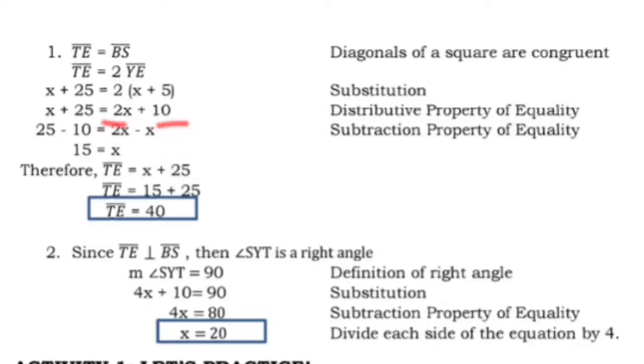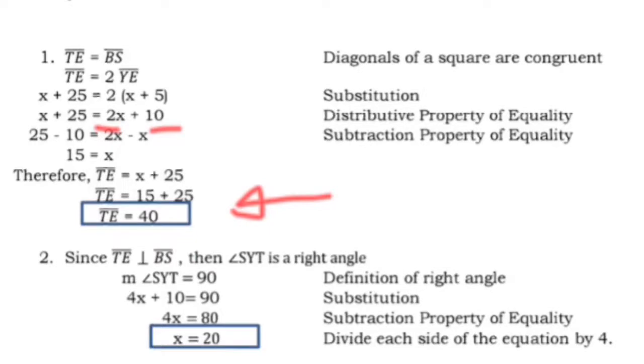2x minus x equals 25. Transpose 10 to the left side. This will become minus 10. So, 25 minus 10. So, we can have x equals 15. Therefore, TE is equal to x plus 25. Substitute x by 15. So, we can have 15 plus 25. So, TE is equal to 40.